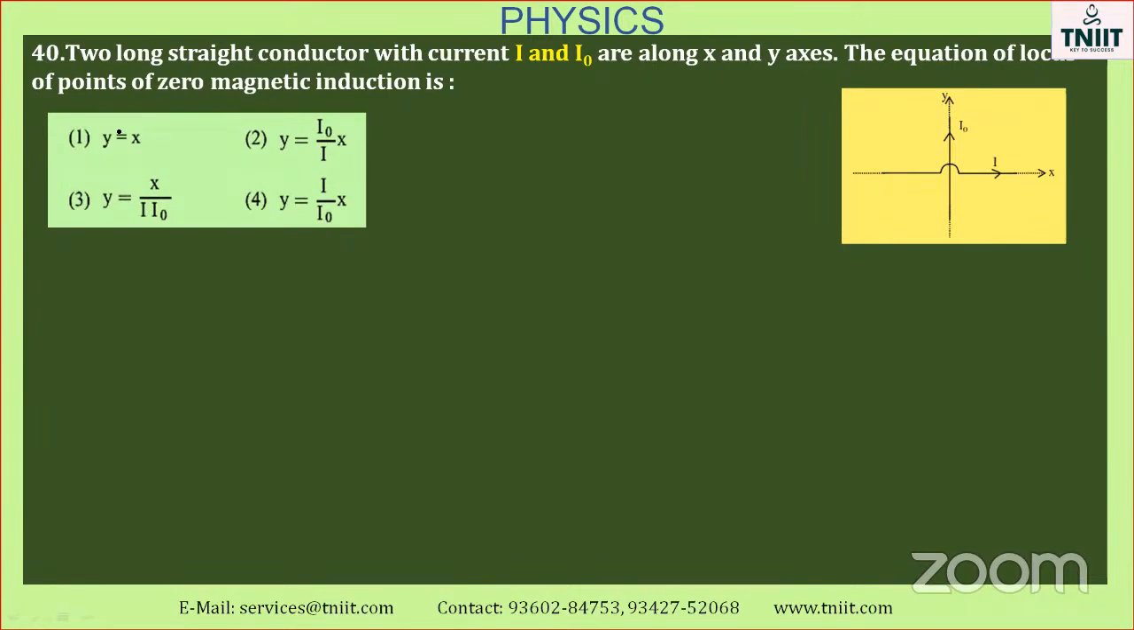There are 2 long straight conductors with current I and I naught. They are placed along X and Y axis. What is the equation of the locus of the points of zero magnetic induction?